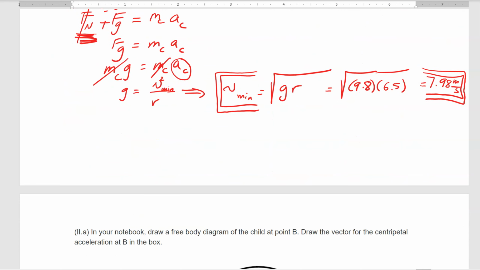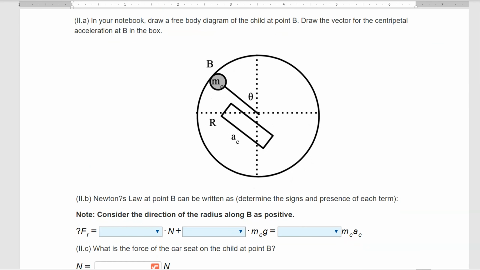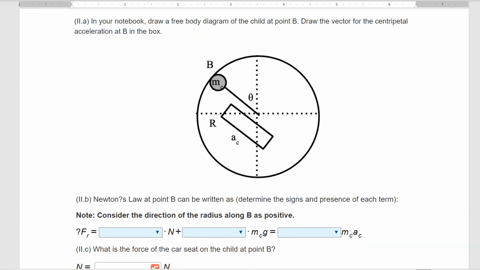So let's go to the second half of this problem, where now we're taken to point B. They're asking us to draw the forces acting here. Immediately, the first force you want to draw is the force of gravity, because this does not change. Remember, this is the force of Earth on child.